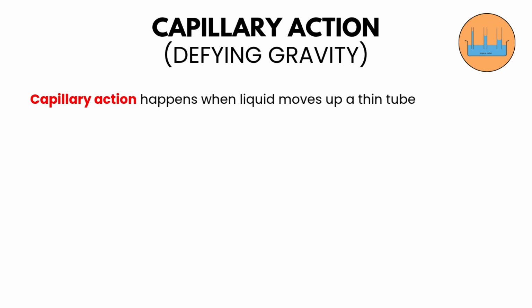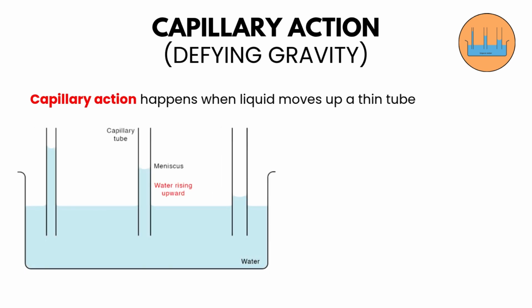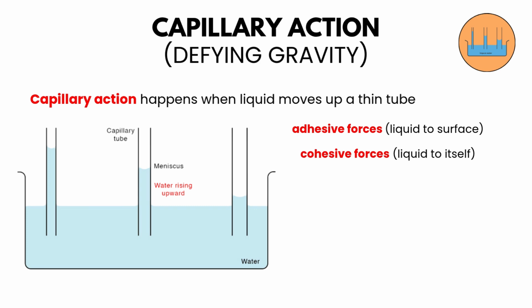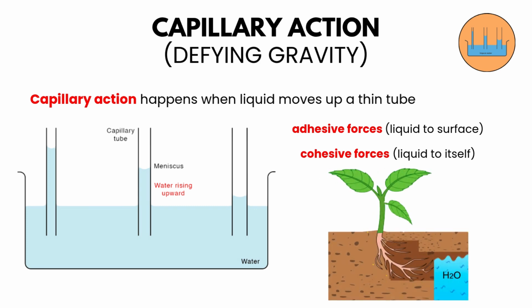Capillary action, defying gravity. Capillary action happens when liquid moves up a thin tube. It's driven by adhesive forces, liquid to surface, and cohesive forces, liquid to itself. This is how water climbs through plant roots, a perfect real-world example of IMFs at work.